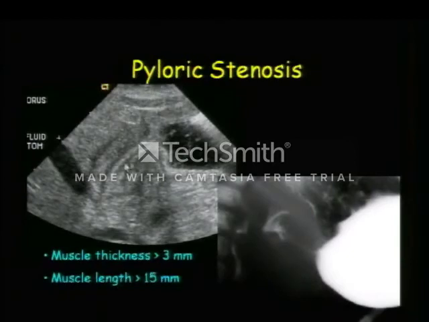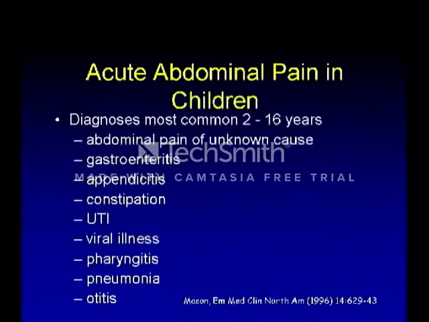But if you take this pylorus and put it right on here, you can see what we're looking at. Here's the shouldering of the pyloric muscle back into the antrum that gives you your teat sign. You have the elongated, narrowed pylorus. Here's the duodenal bulb.